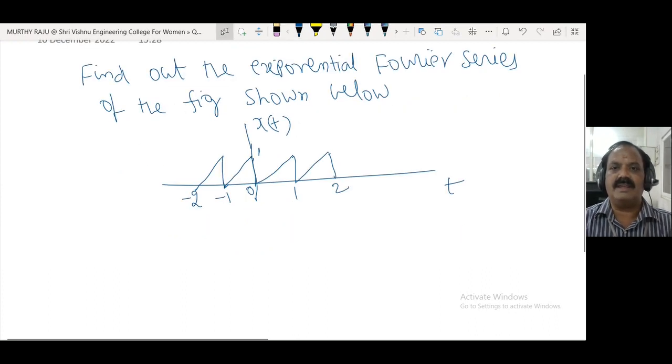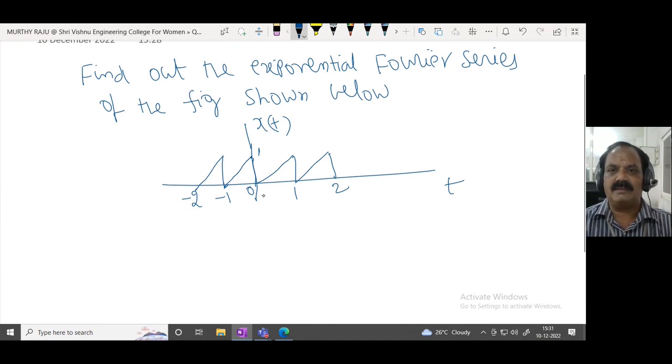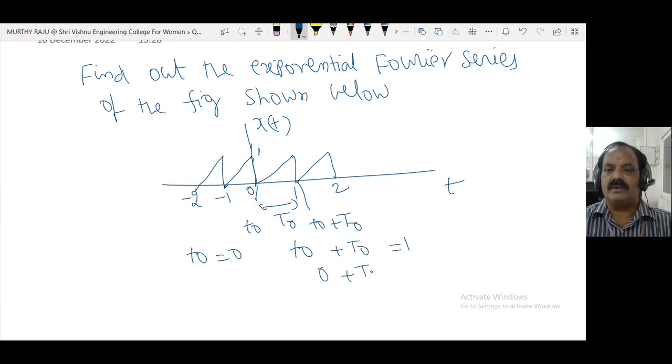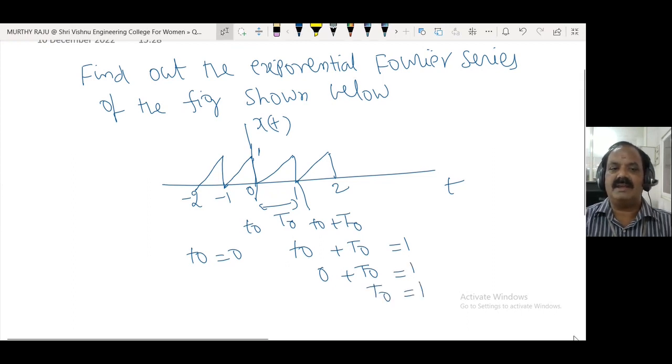First of all, you have to find the time period of the waveform. This is the time period, capital T naught. Here, this is small t naught, and this point is small t naught plus capital T naught. Small t naught is equal to 0, and small t naught plus capital T naught is equal to 1. Therefore, capital T naught is equal to 1. This is the time period of the waveform.